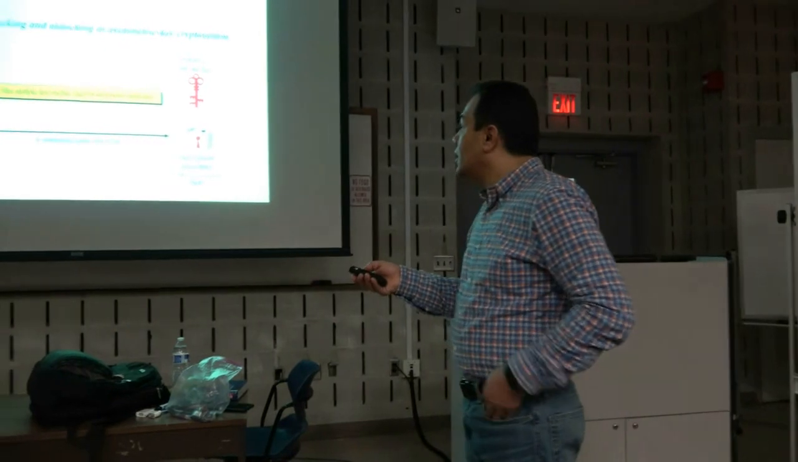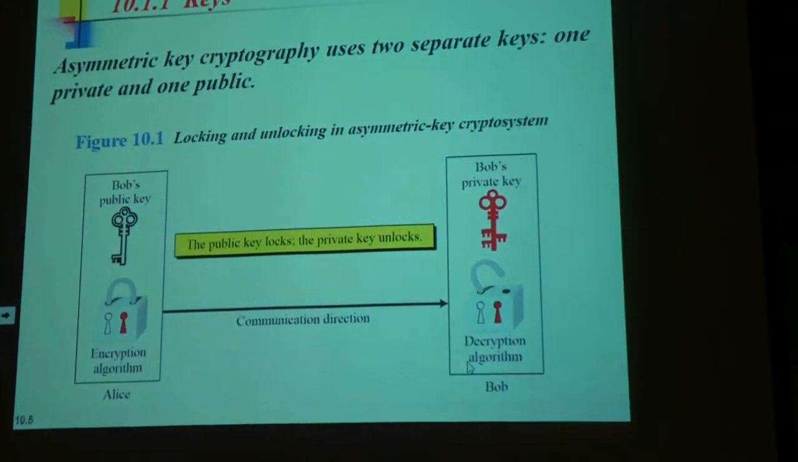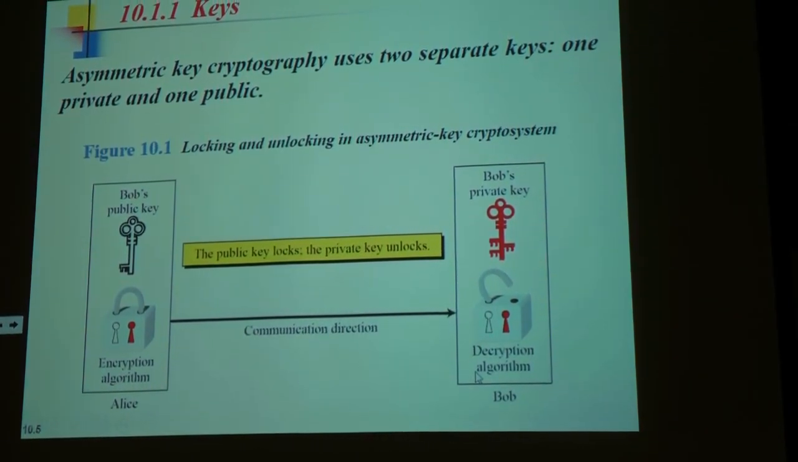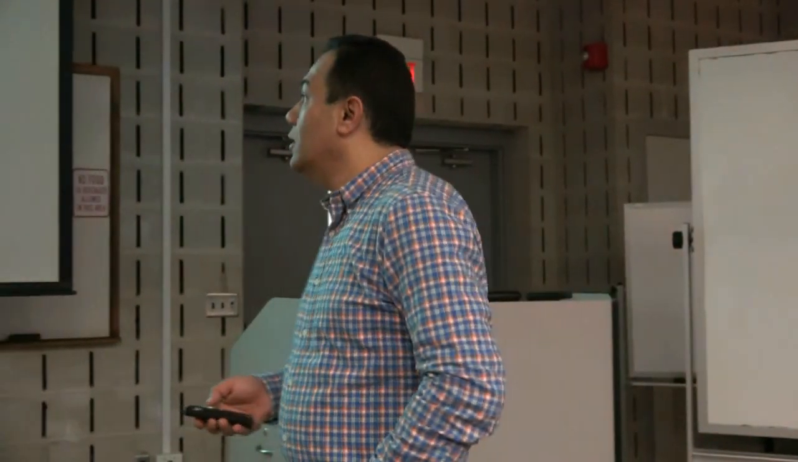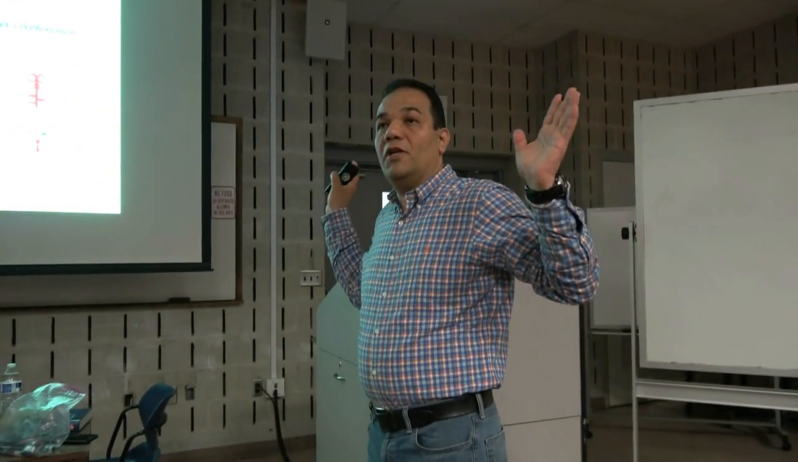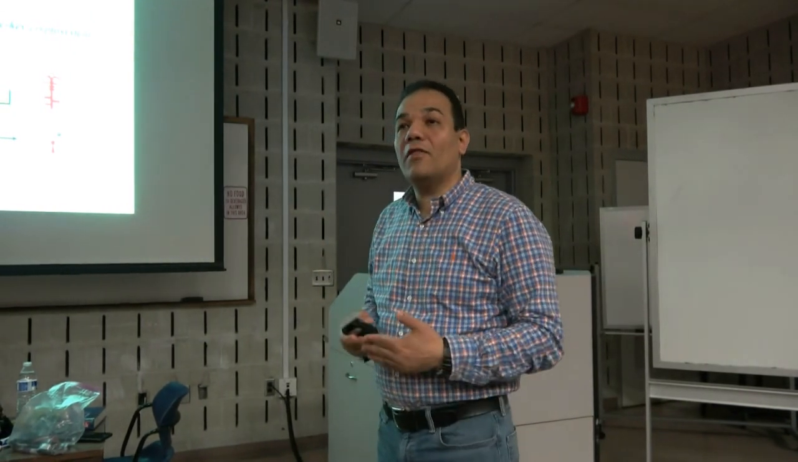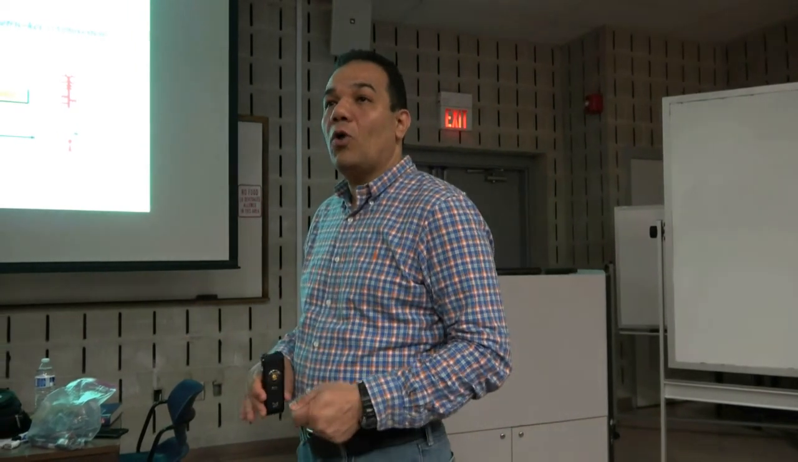It will be sent in the communication channel, and it's going to come in here. Bob will use his own private key to read the message. So when I encrypt, I use the other person's public key. As simple as this. Done, we finished. Public key, private key, and they have to work together. If you lock with the first one, you can't unlock with the other one.